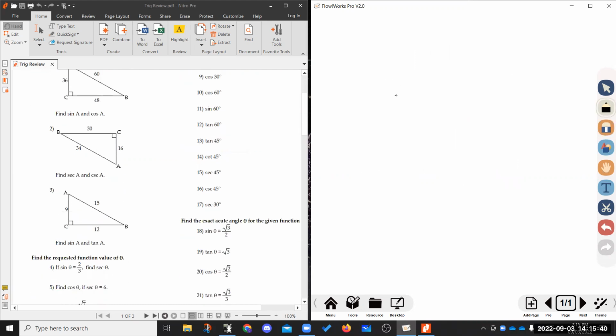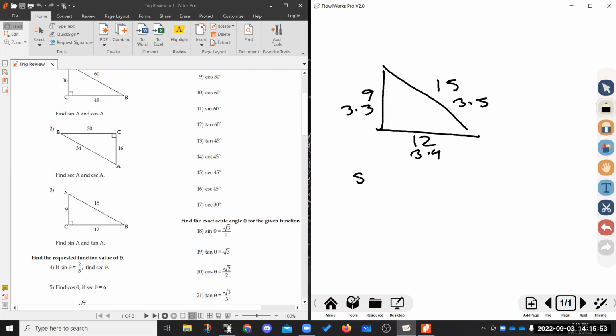Now, this is definitely a 3, 4, 5 right triangle. This is 9, 12, 15. This is 3 times 3, 3 times 4, 3 times 5. We want the sine of angle A, and A is in the upper left-hand corner. The ratio is going to be 4 to 5. The 3's are going to cancel off. The tangent of angle A is going to be opposite over adjacent, which is 4 to 3, because these 3's are going to cancel off.